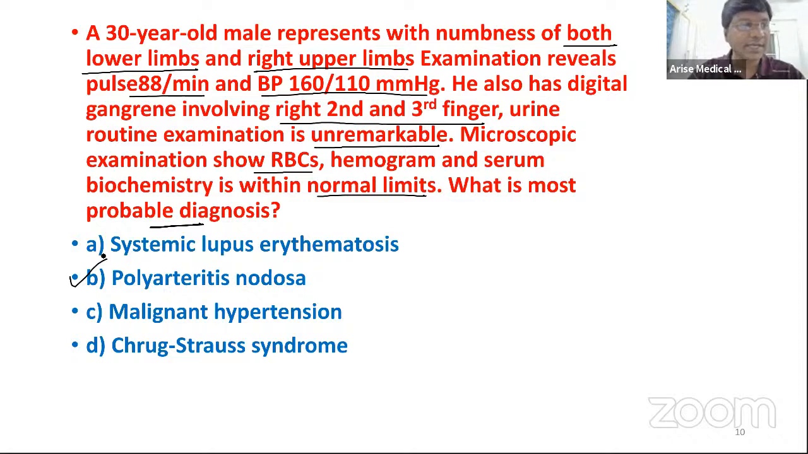So it is a case of polyarteritis nodosa, right? Now, why is it polyarteritis nodosa? What are the points in favor of polyarteritis nodosa? So first of all, let me tell you that polyarteritis nodosa is a medium vessel vasculitis.